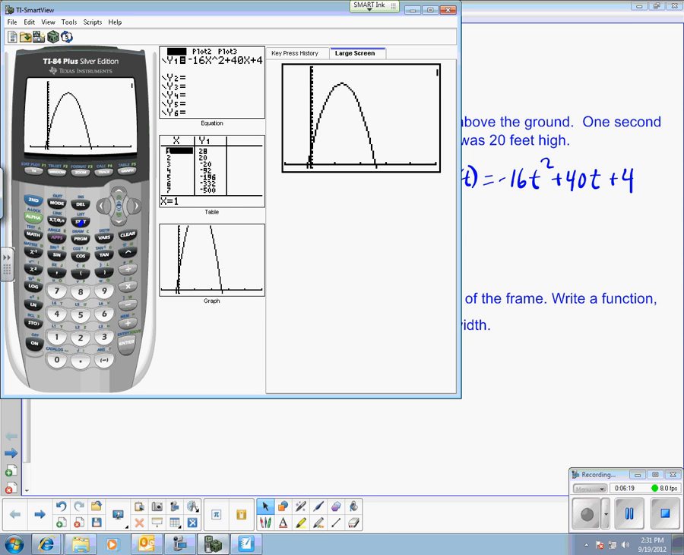There's the motion of the ball. Right over here on the intercept, it crosses at 4. It looks like it stays in the air for a little bit more than 2.5 seconds. So with that in the calculator, you can do all sorts of stuff. But again, this video's focus is just to get the equation. But I wanted to show you how to get it into y equals while you're at it.